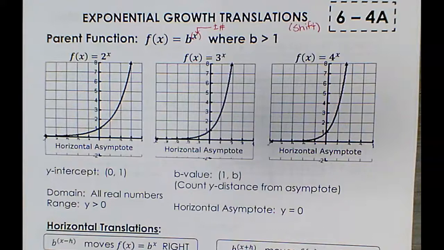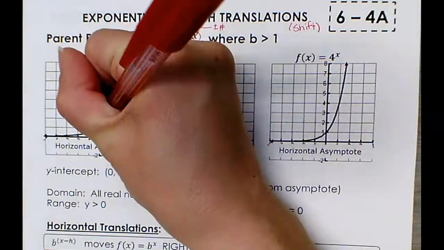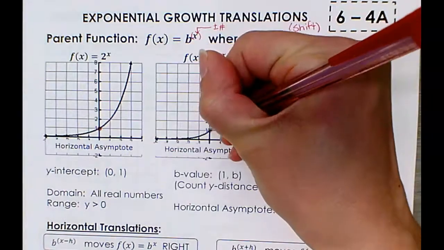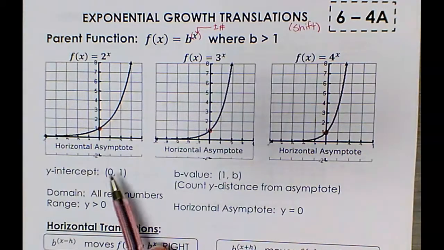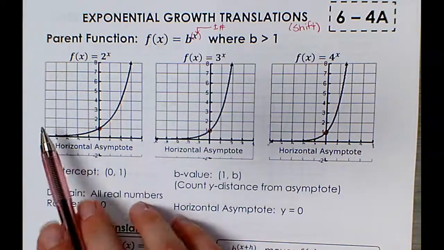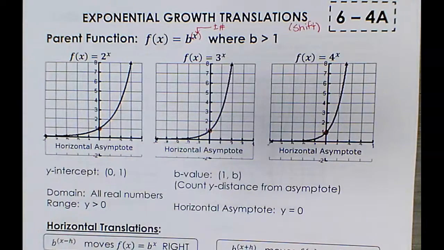So notice that all three graphs intersect the point 0, 1. And they intersect the point 0, 1 because that's always going to be the y-intercept unless you do some translations. So the y-intercept will be 0, 1. The domain will be all real numbers from arrow to arrow. The range is anything greater than the asymptote.